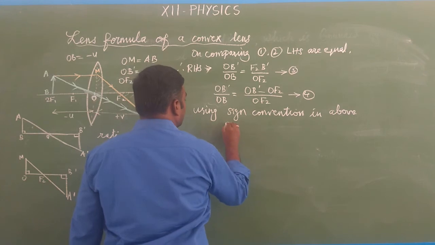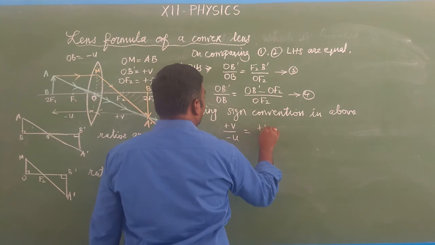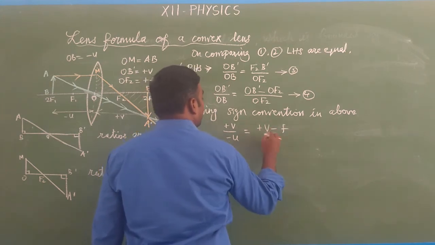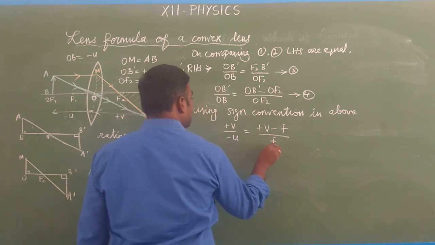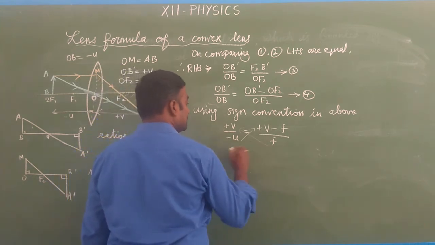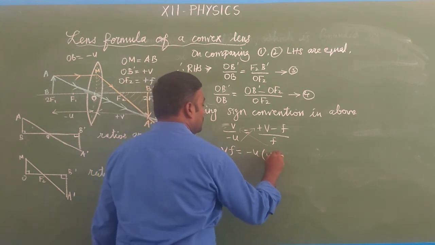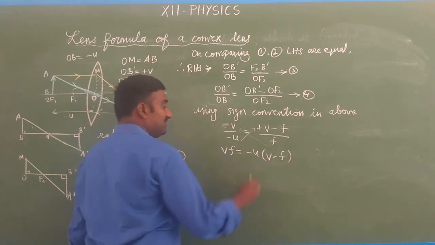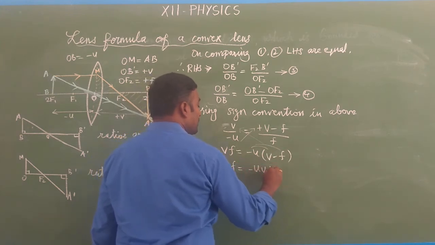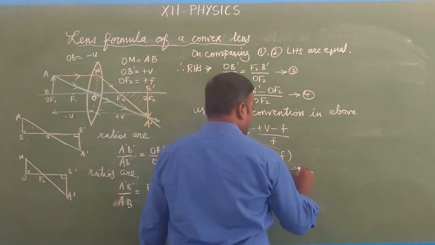OB' is plus v divided by minus u, which is equal to plus v minus of plus f, divided by f. Then using cross multiplication, what will you get? vf is equal to minus u into (v minus f). Then multiply inside. So vf is equal to minus uv plus uf. This is equation number 5.